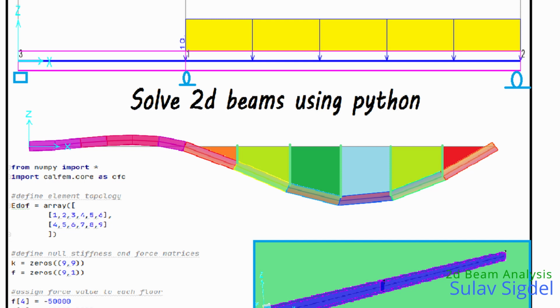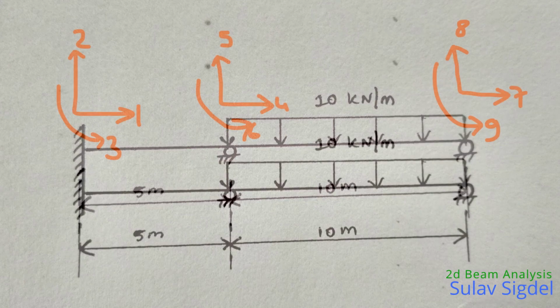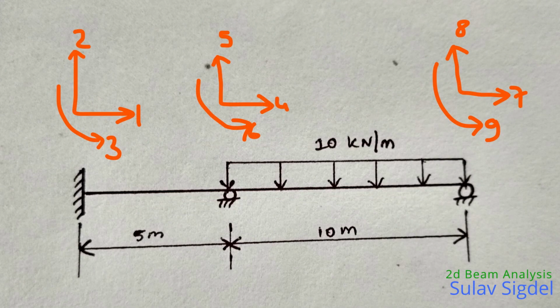Hello. In this video, I'm going to show you how to write a Python code that solves simple frame structure. I have taken this frame and analyzed. The output of this program will be rotation of two roller supports. Let me show you the degree of freedom of the joints of this structure.